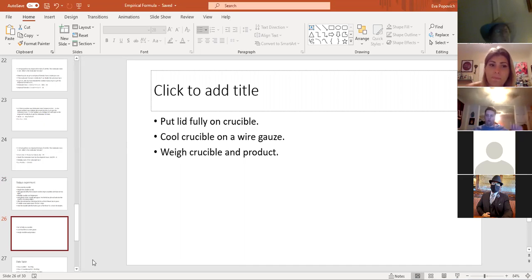Next thing, you heat the snot out of this stuff. You make magnesium oxide. The crucible cools. You now weigh the crucible and the magnesium oxide. To get the weight of the magnesium oxide, subtract the weight of the crucible from the weight of the crucible and magnesium oxide.